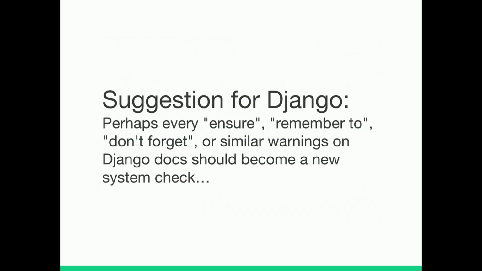So maybe a suggestion for Django: everything that's on docs that says "ensure", "remember to", "don't forget", or similar warnings should become a new system check. And if you are writing the documentation for your app and you are writing "be careful" warnings about this, maybe this should be on the documentation and also as a custom system check that you write to prevent the users from making a mistake.